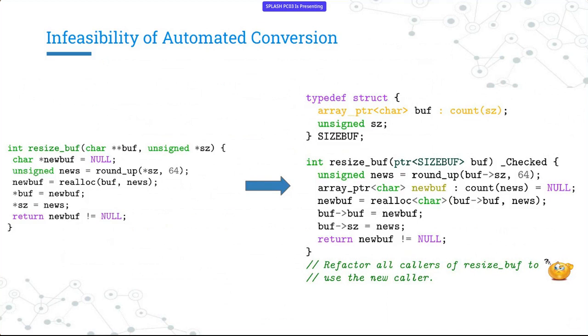So code which is on the left-hand side, if you have to convert it to a Checked C variant, one way is to modify the buffer and put it in a structure. But in order to do that, you need to refactor all the callers of resize buff. It just adds a lot of complexity. So the automated conversion is not that easy. We give up. We say, okay, we accept defeat. We know automated conversion is not possible. What do we do instead?